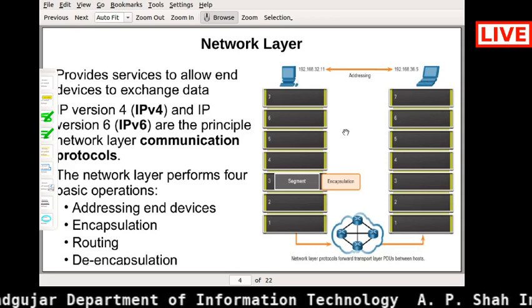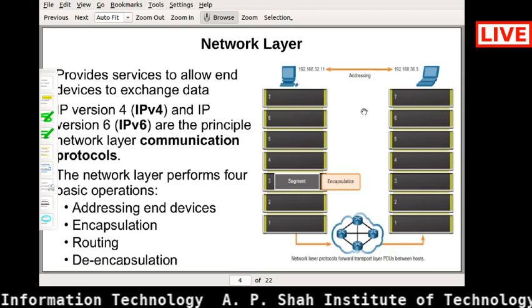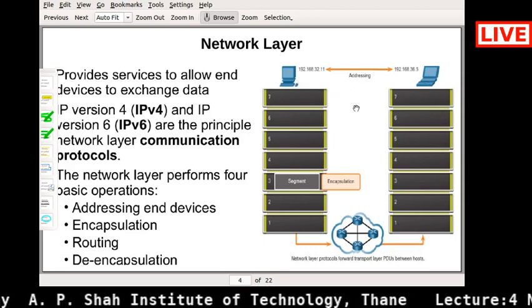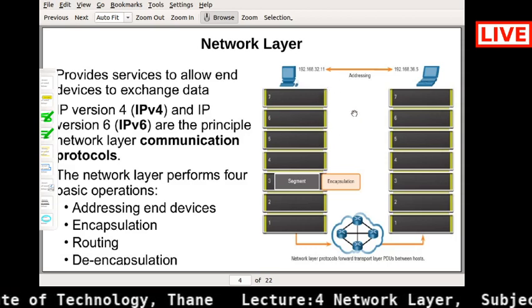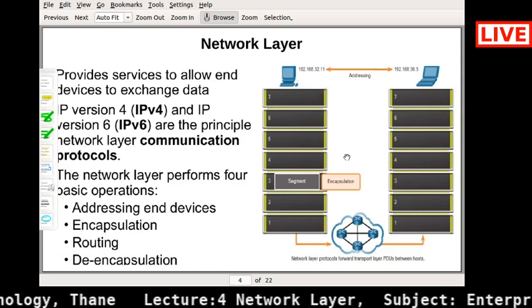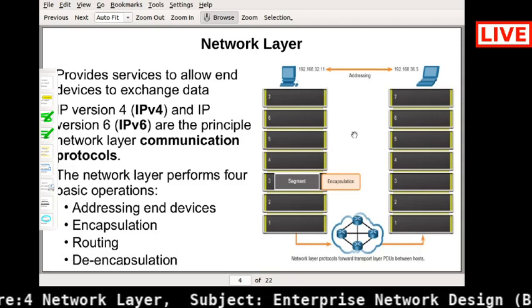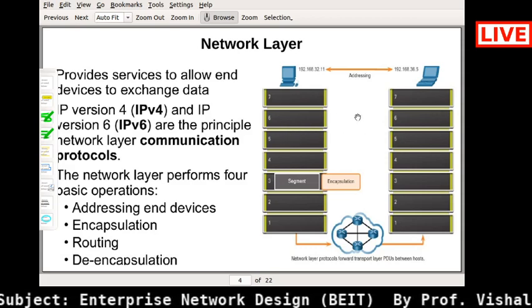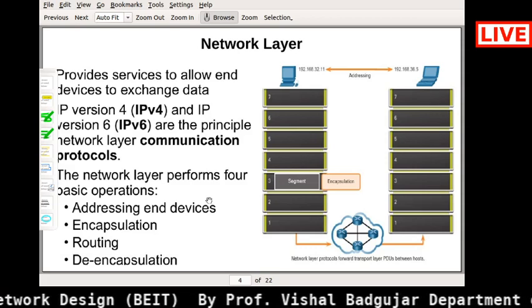Then encapsulation is there, decapsulation is there, how the tunnel can be formed in between for sending the packet. Then routing is there, how you can send a packet from one network to another network, how you can route your information in this communication. All these things are the responsibility of the network layer.